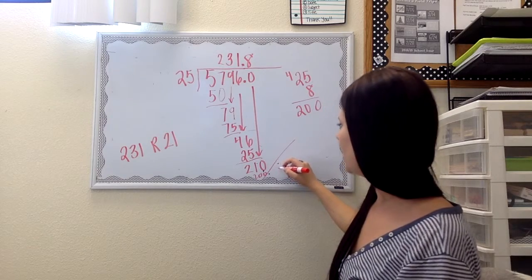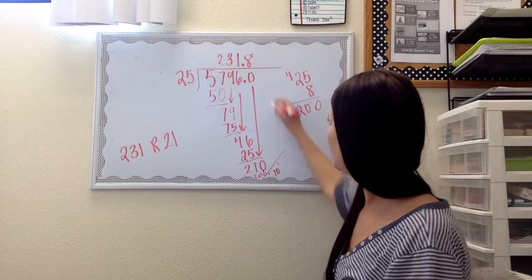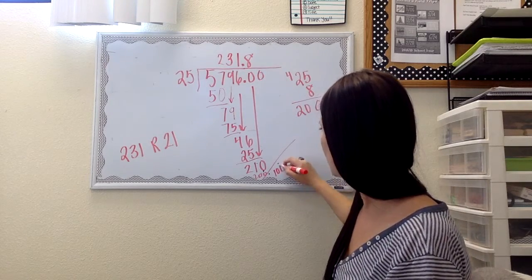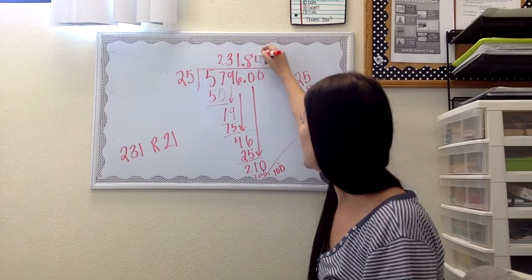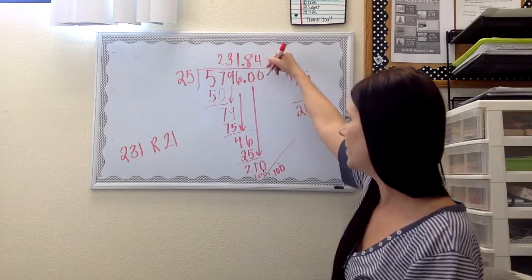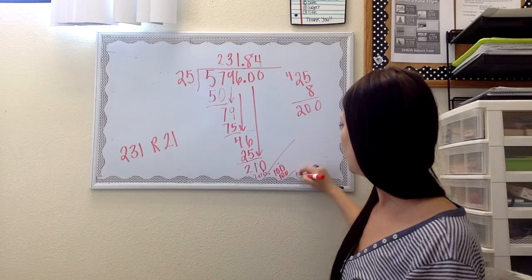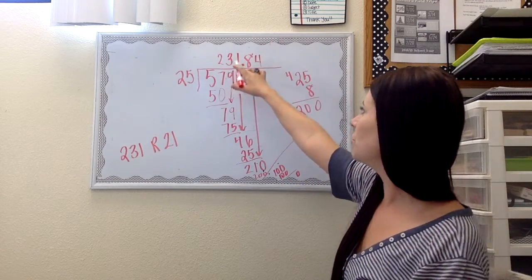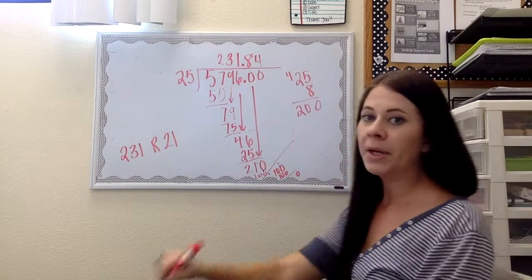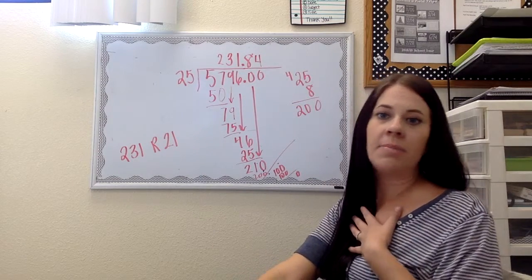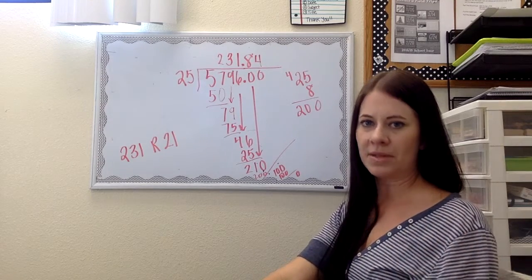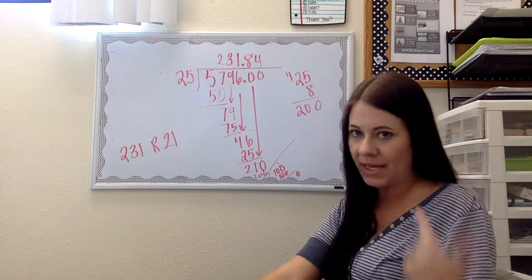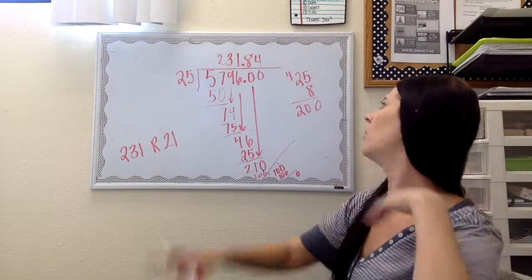Sorry, I'm running out of space here. So that gives me a 10, and then I add another 0, and I bring that down. And 25 goes into 100 4 times. See how I just keep lining this up? It's 100, remainder 0. So 231.84 to me is a much more solid answer than 231 remainder 21. Because what does that mean, a remainder of 21? Well, it means 0.84.